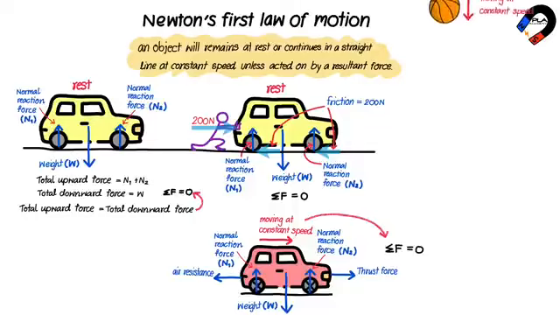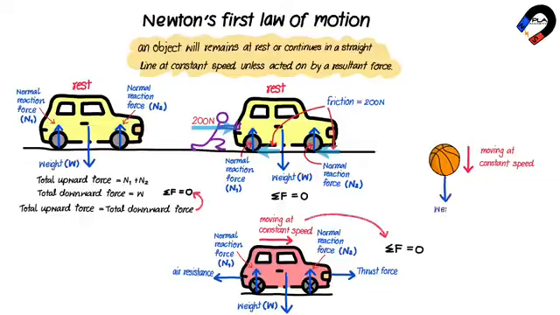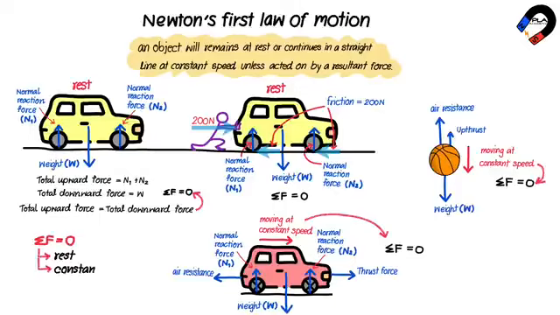A ball is moving through the air at a constant speed because the weight of the ball acting downward equals the total of air resistance and upthrust acting upward, and the resultant force is 0. Therefore, we can conclude that if no resultant force acts on the object, it will either rest or move at constant speed and have no acceleration.